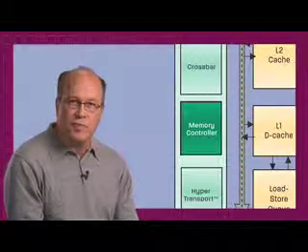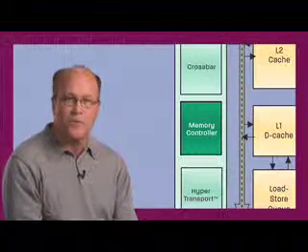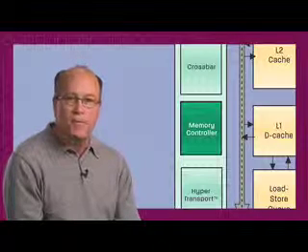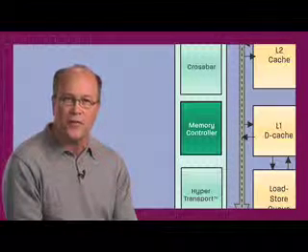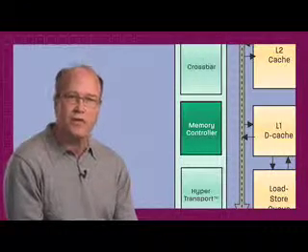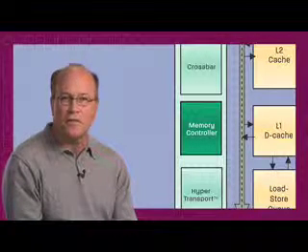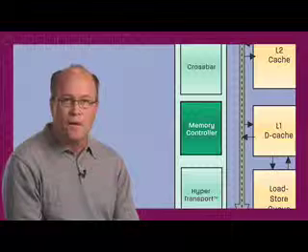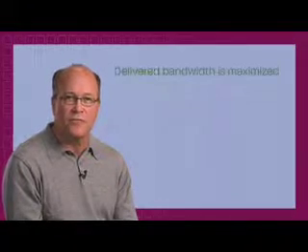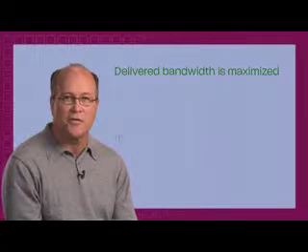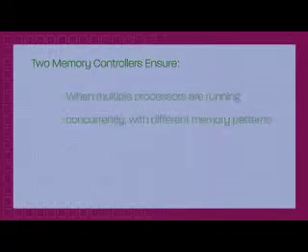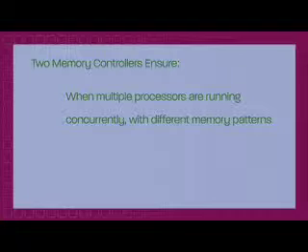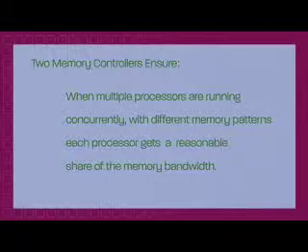Second generation AMD Opteron processors had an onboard memory controller closely coupled to the processor. We now provide 2 memory controllers. We've done this because the third generation Opteron processor has up to 4 cores, and having additional memory bandwidth is crucial to keeping these cores working at peak. Our goal is to make sure that the delivered bandwidth, not the theoretical bandwidth, is maximized, particularly when you have multiple cores making demands on the memory subsystem. The two memory controllers ensure that when multiple processors are running concurrently with different memory patterns, each processor gets a reasonable share of the memory bandwidth.